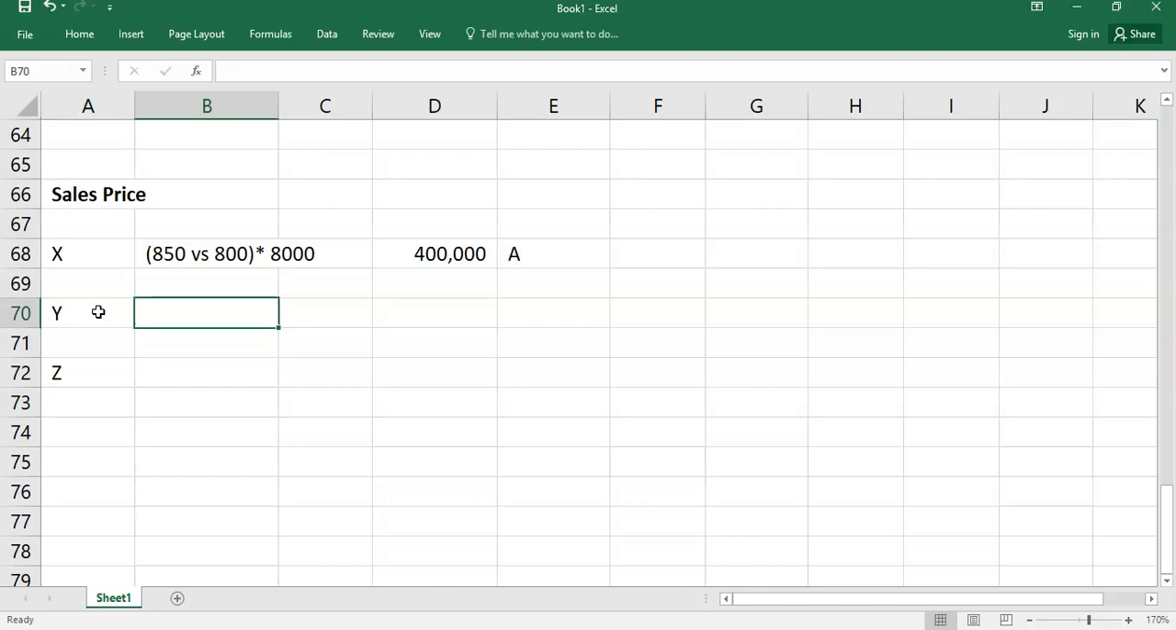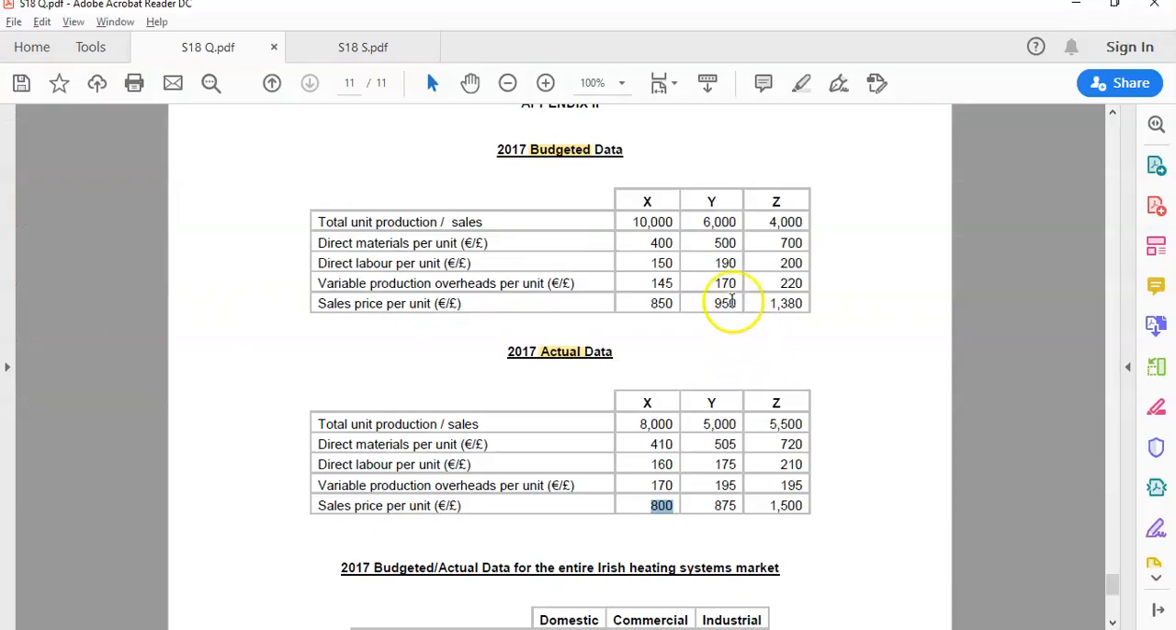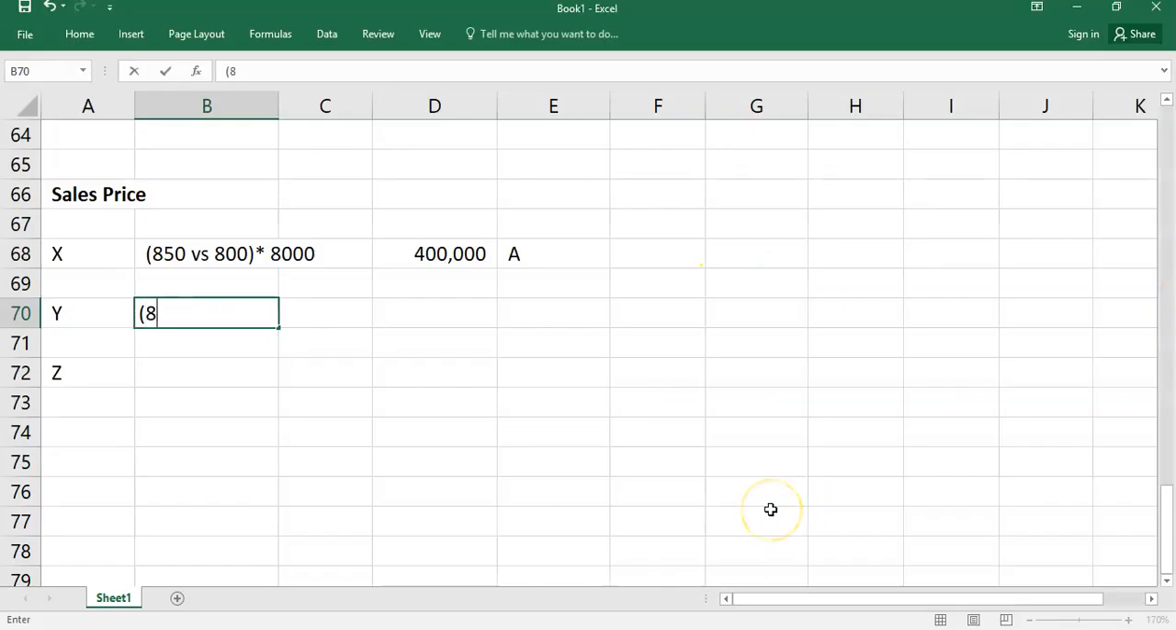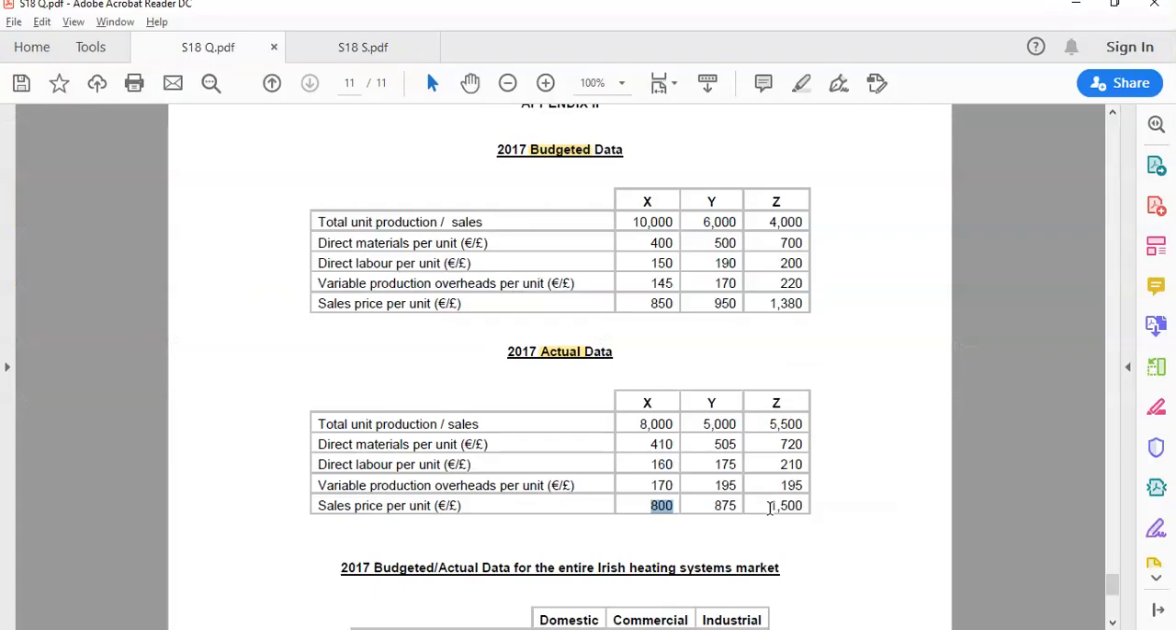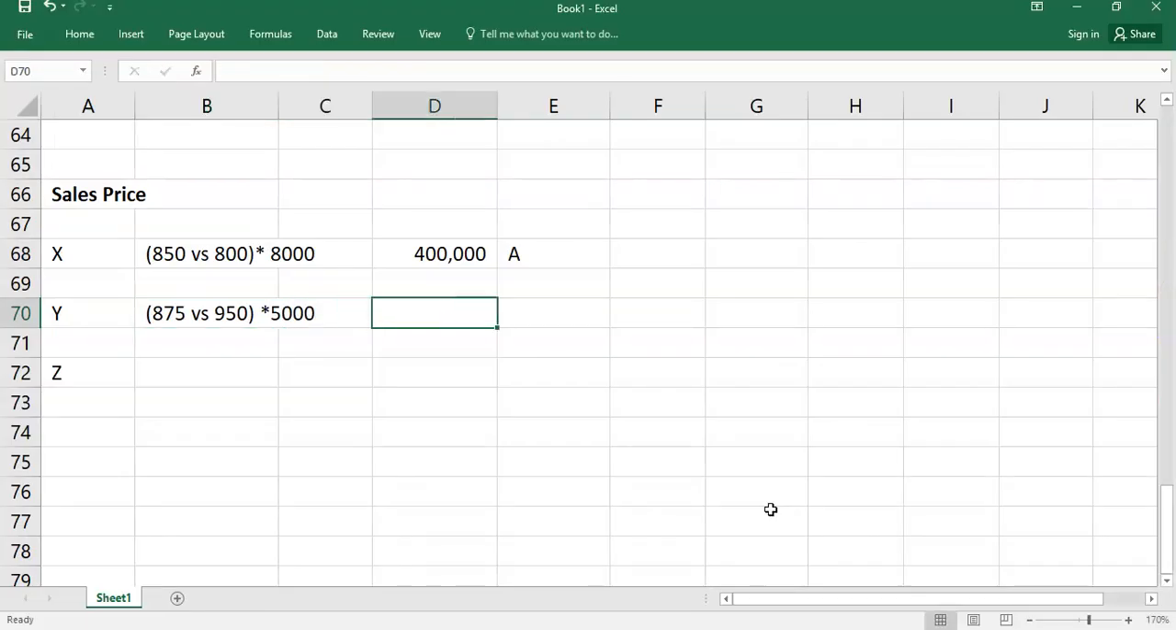Now remember, this should be bread and butter. You're not getting too many marks for this because it is open book. You should have the formulas with you. Expected to sell Y for 950, you only sold it for 875. So 875 versus 950. So it's going to be adverse, and your actual volume is 5,000 units. So you sold each unit of Y for 75 lower than expected, and you sold 5,000 of them. So that's 375 adverse. So in both cases, you sold them for less than expected.